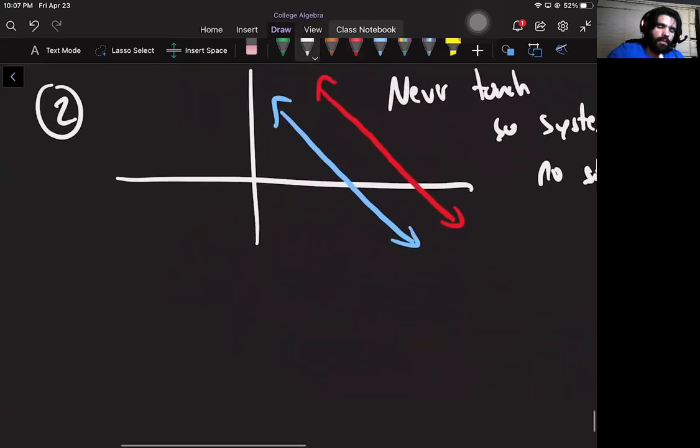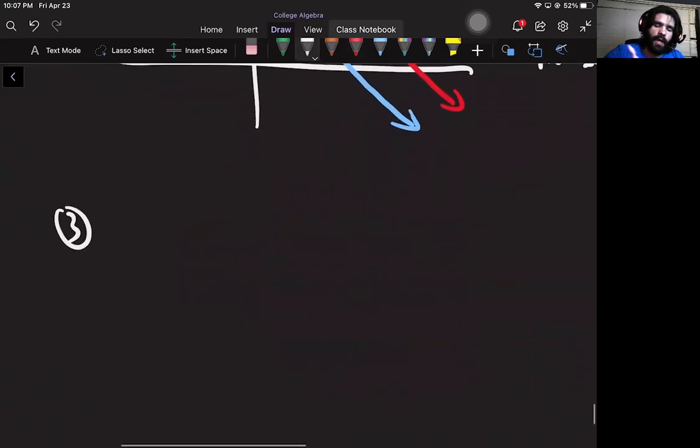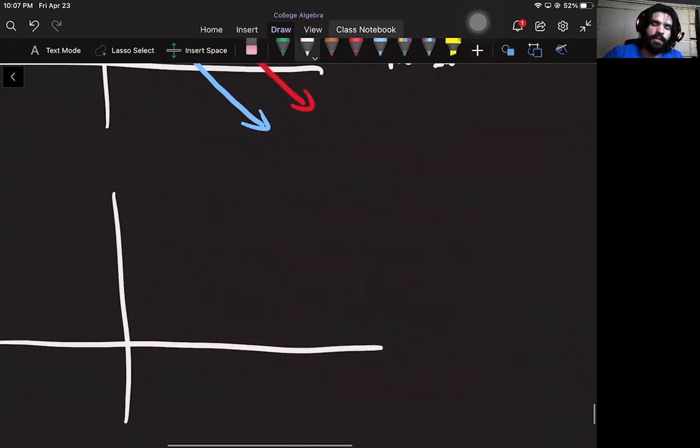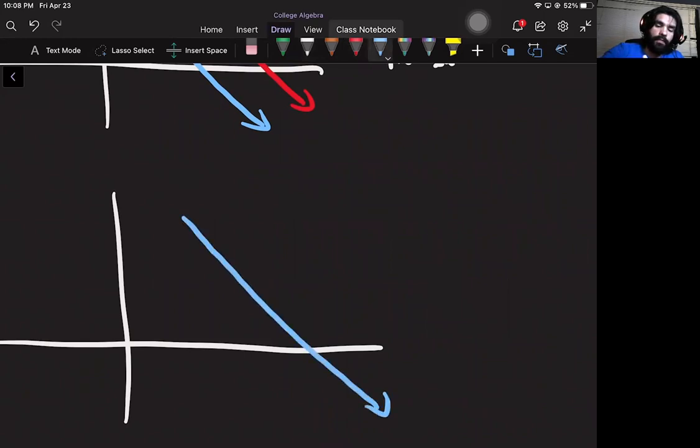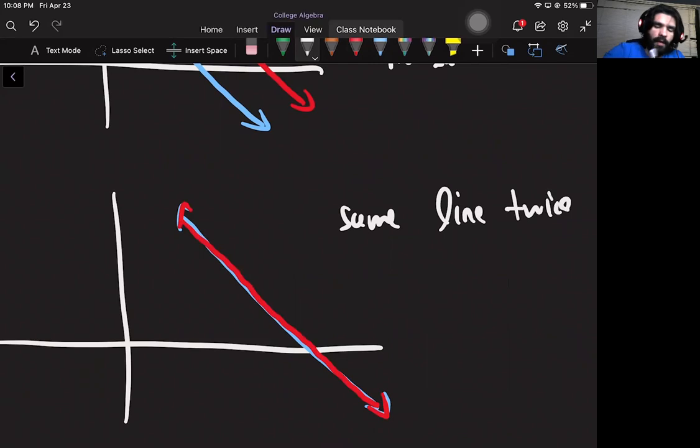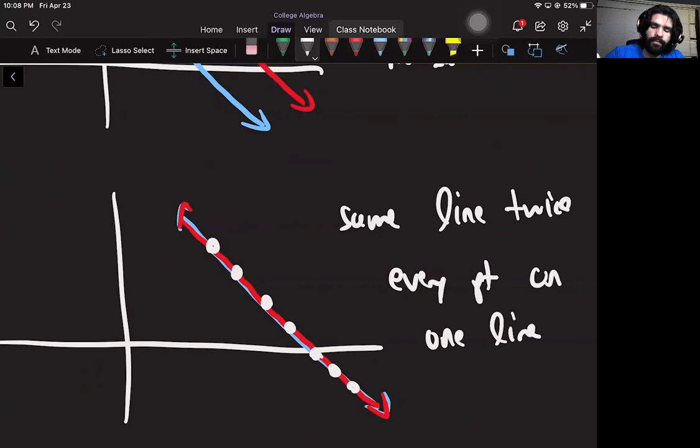And then the weirdest one, perhaps, is if you accidentally have a system where both lines are secretly the same line. So it's a bit tough to draw, but basically I have one line in my system, and then the other line is actually the same line, you just didn't know it, and so they are the exact same line. So then what that means is every point is a solution because every point is on both lines. So every point on one line is on both.